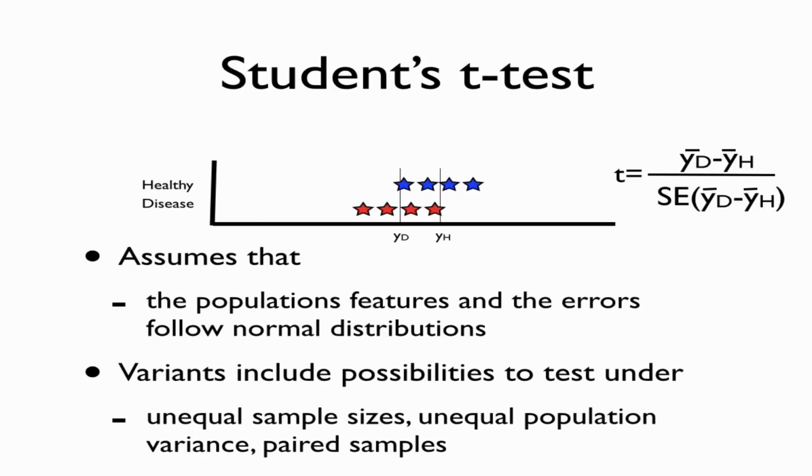The student's t-test assumes that the differences between the sample means are normally distributed, and there are variants of the student's t-test including tests that handle unequal sample sizes, unequal population variance and paired samples as well. There are easy tests out both online and inside of, for instance, Excel. They're pretty easy to use and hence have become sort of a standard for testing.